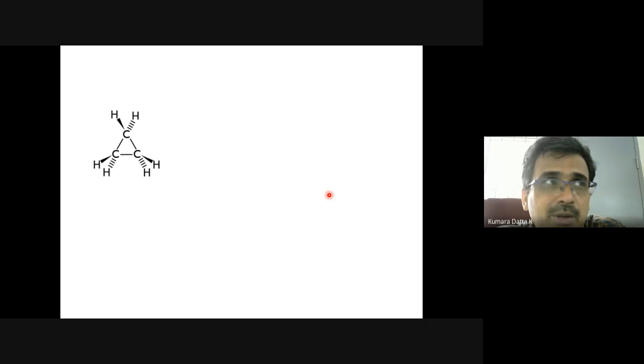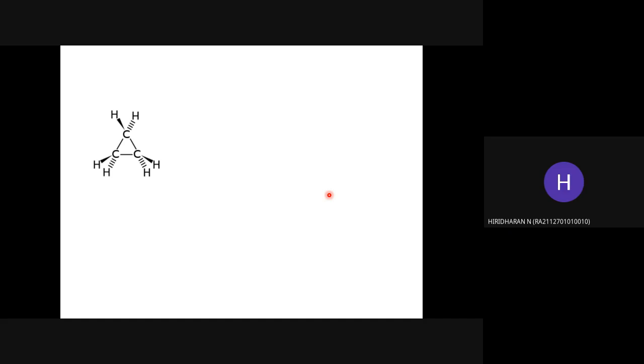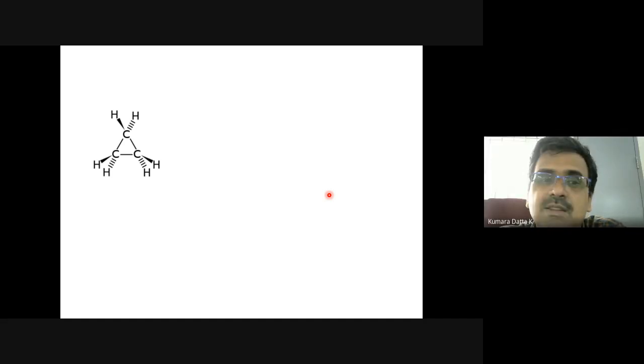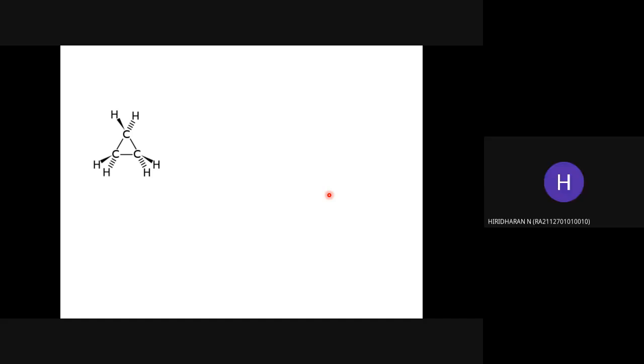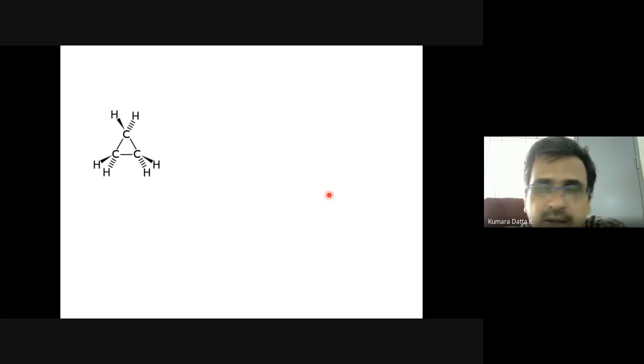How many of you have heard this before, cyclopropane? Or is this the first time, because many of you might have heard about cyclohexane, cyclobutane or higher forms. Sir, in organic chemistry classes in 11th and 12th. You heard about cyclopropane too? Sir, I heard the name of the molecule, not studied about it. Okay, not a problem.